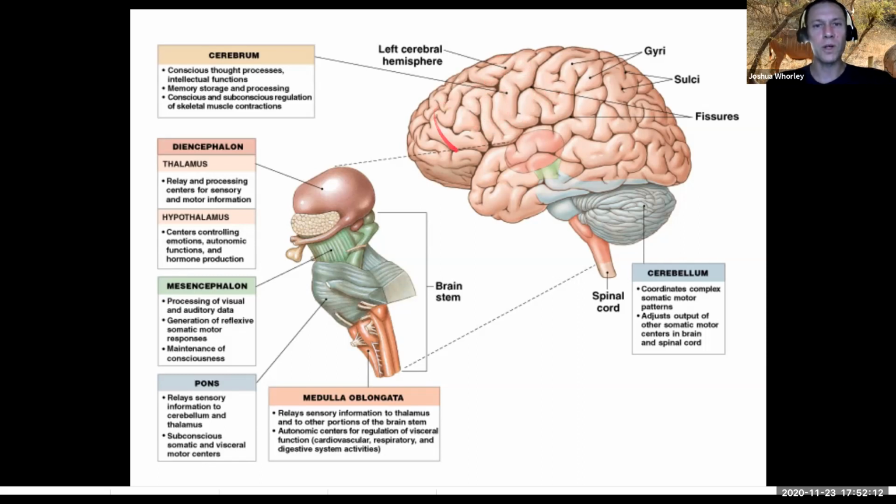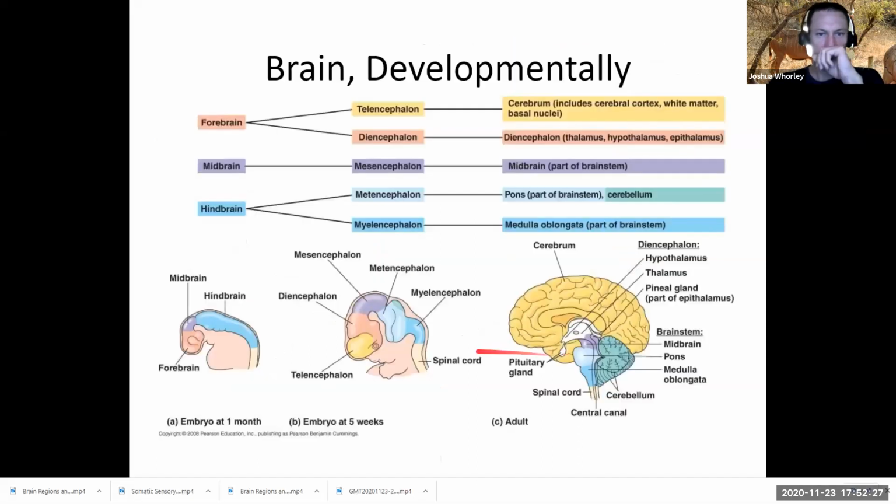So this is the much more complex processing center, and it's where all the somatic nervous system is sending its sensory information, and also where all the motor output is being initiated. Okay, so let's talk about these more in depth. And just a reminder of the development of the brain.